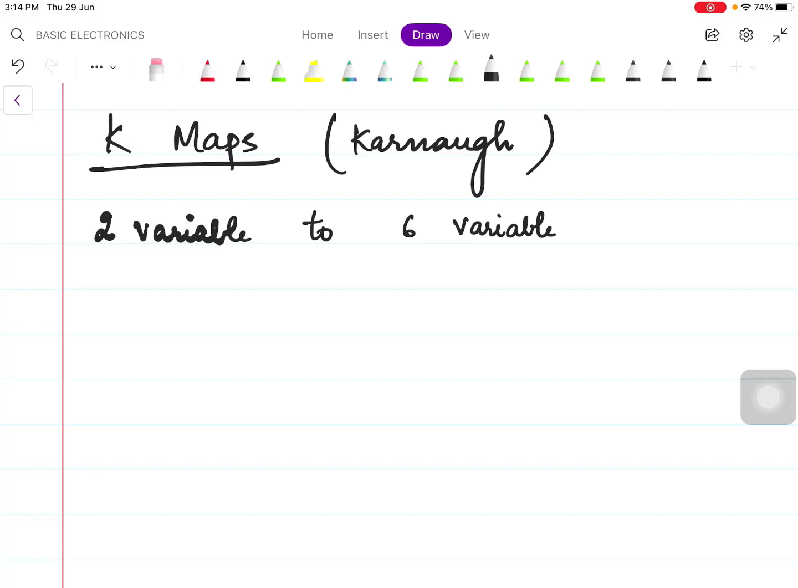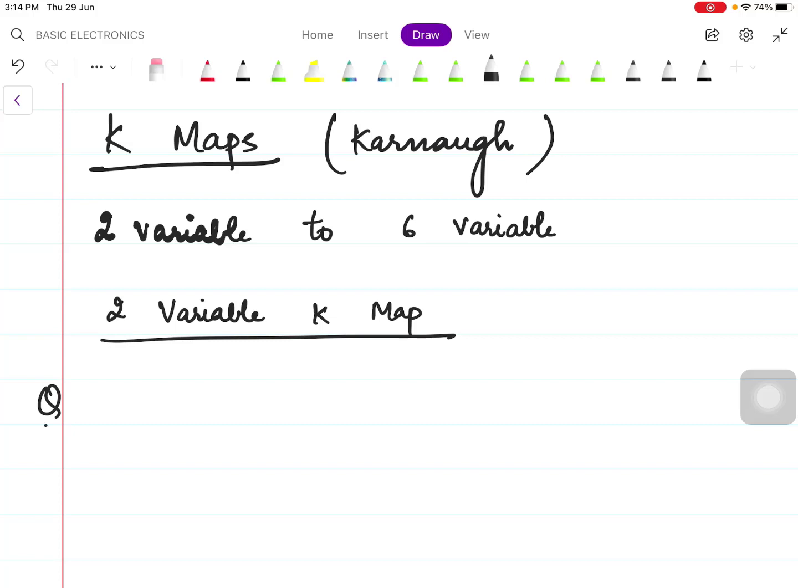So let us start with a general 2 variable K-map, and for example in the question you are given an expression like this and you are asked to solve it by K-map. Although you can solve it by Boolean algebra as well, this time you are asked to solve it by K-map. So how to solve it?